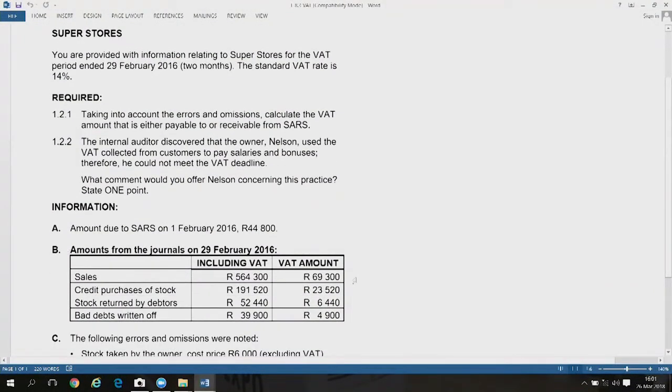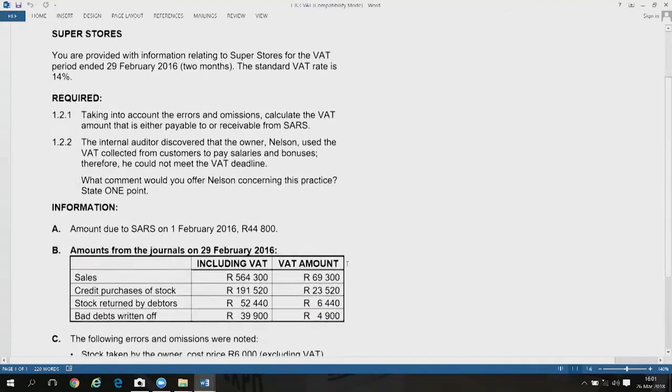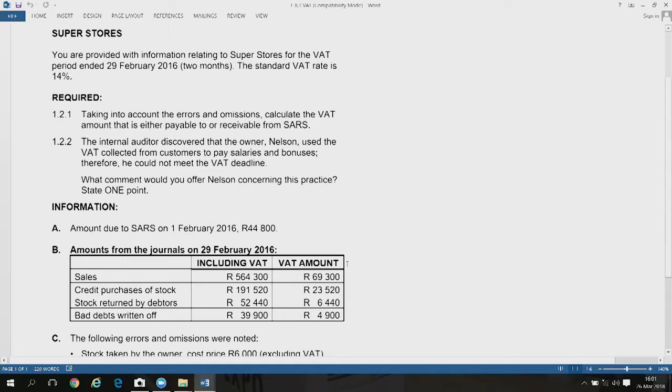In this case, they say superstores. This one also comes from that 2016 question paper. They mention you're provided with information relating to superstores for the VAT period ended the 29th of February. So it was a 2-month period. The standard VAT rate is 14%. Remember, it changed with the budget to 15% the other day, I think early March or end of February, but all the school syllabus things will still be on 14%. That will only change later to 15%. We cannot work with 15% now in the school syllabus.